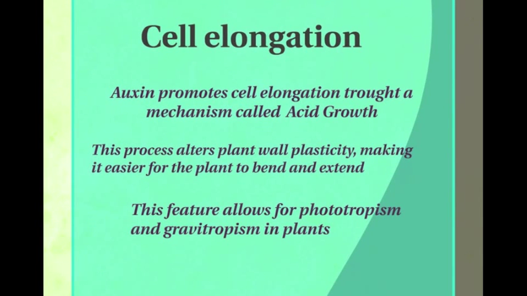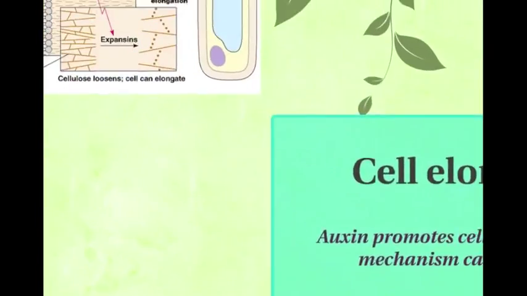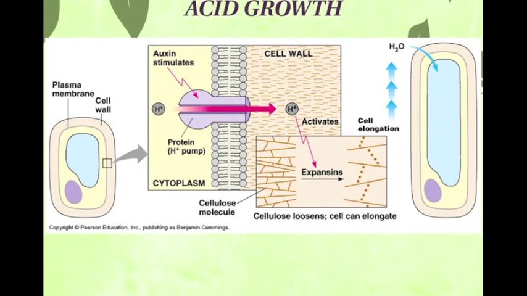Now we will talk about the cell elongation properties of auxin. It has been found that the acid growth system is responsible for this elongation process, and it is done by altering the plant wall plasticity. Inside the plant cells, plasma membranes contain protein pumps responsible for the flow of hydrogen protons towards the cell wall. Auxin hormones stimulate these hydrogen proton pumps, and consequently the secretion of hydrogen ions decreases the pH levels in the cell wall. The acidified cell wall activates pH-dependent enzymes and breaks bonds between cellulose microfibrils. This causes the wall to loosen and the water pressure to expand the cells.